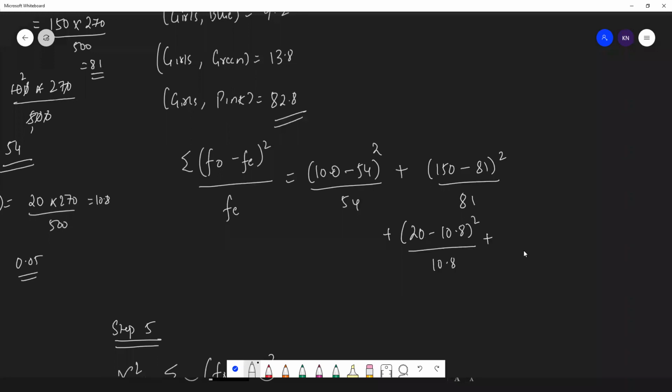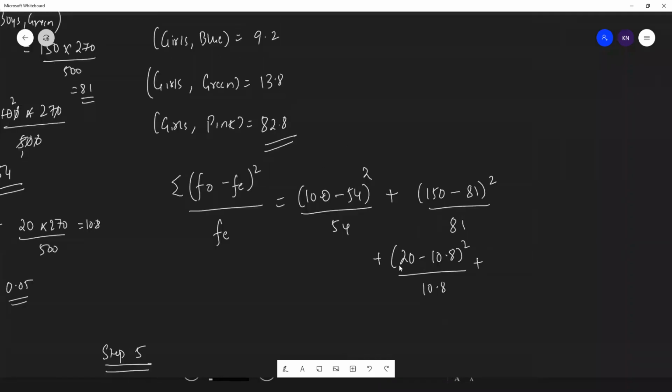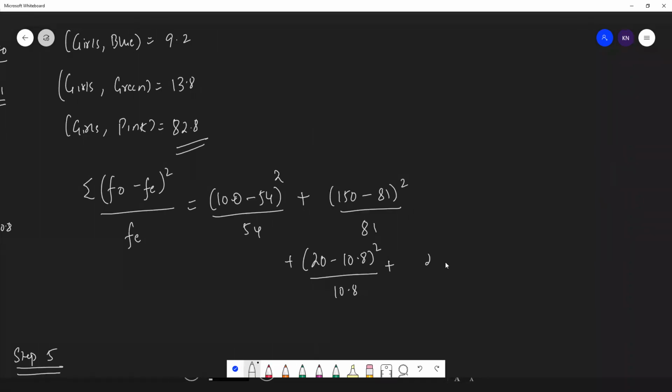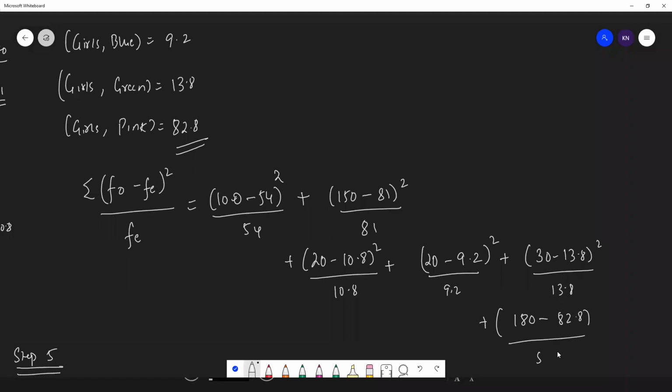Then plus girls with blue, how much is the observed value, guys? Someone tell me quickly. Girls, blue. 20, right? So 20 minus 9.2 whole square divided by 9.2, plus what is girls with green? How much is the observed value? 30 minus 13.8 whole square divided by 13.8, and plus what is the final value? 180 minus 82.8 whole square divided by 82.8.